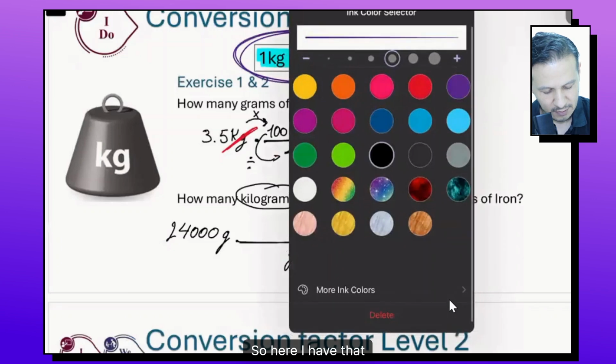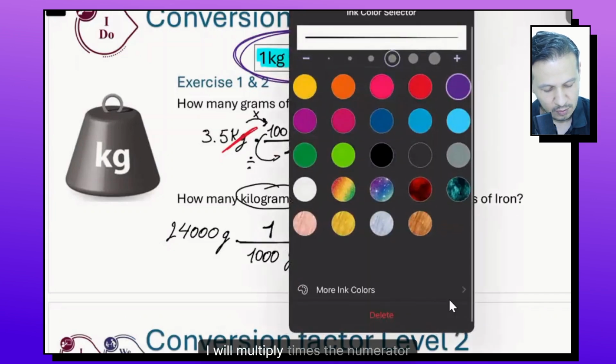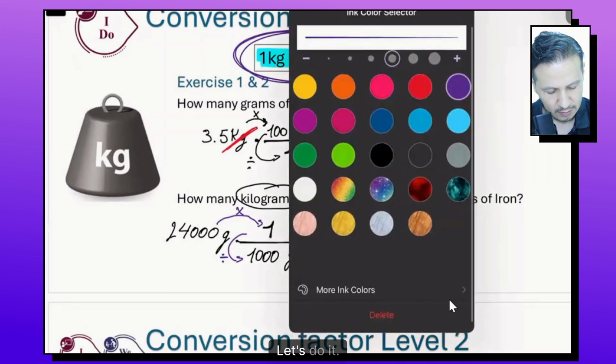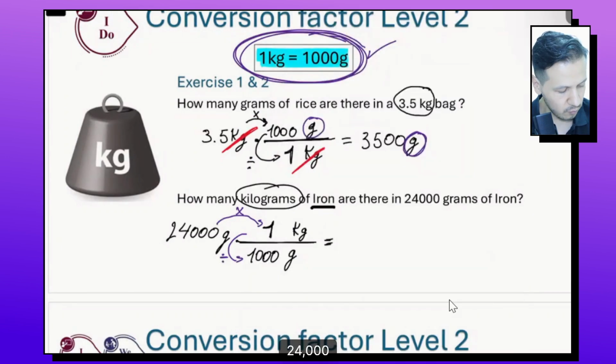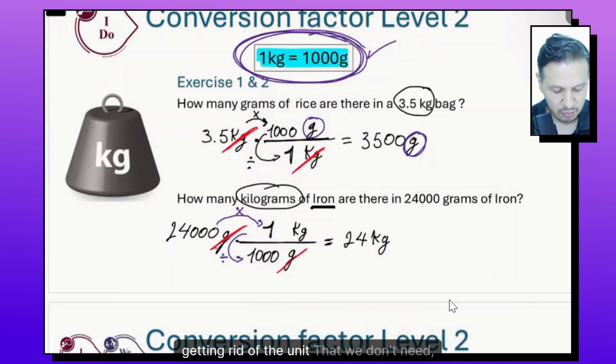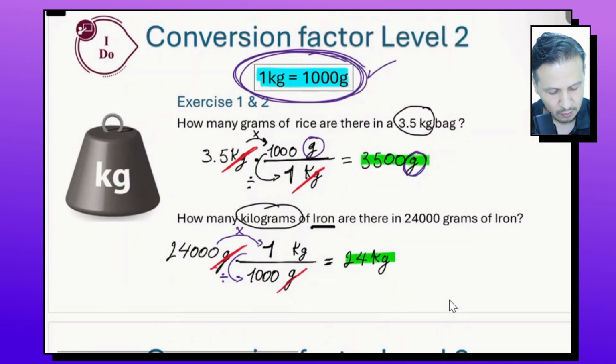So here I have 1 kilogram, 1000 grams. And again, I will multiply times the numerator here and divide the result by the number in the denominator. Let's do it. So 24,000 divided by 1000 is 24, and the unit is kilogram. Remember, we cancel grams and grams, doing dimensional analysis, getting rid of the unit that we don't need and getting the correct answer. So this is the first exercise of level 2.